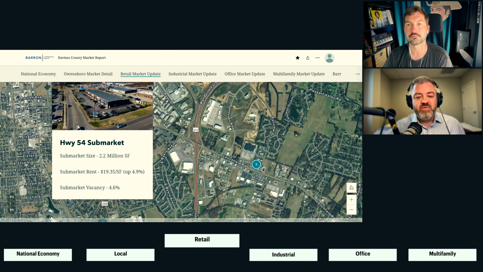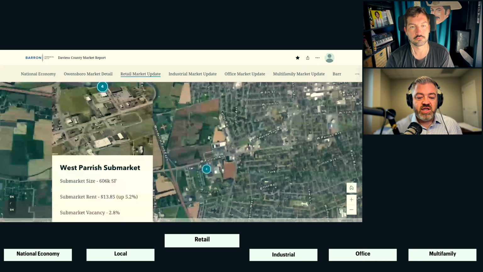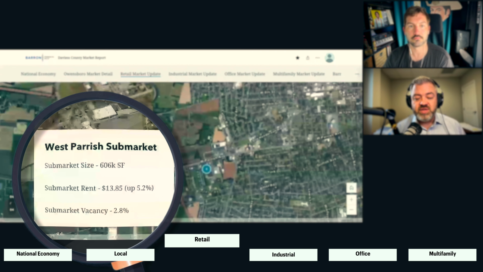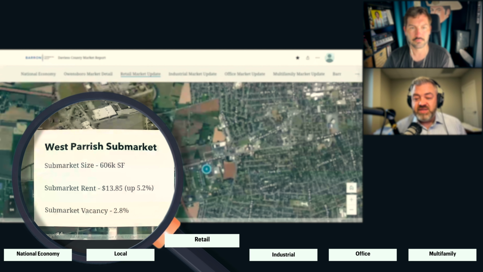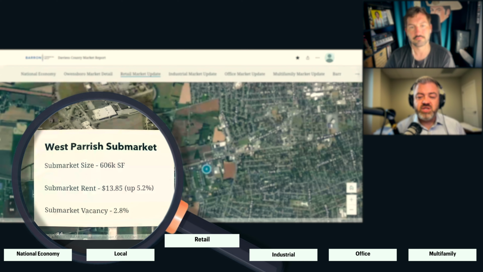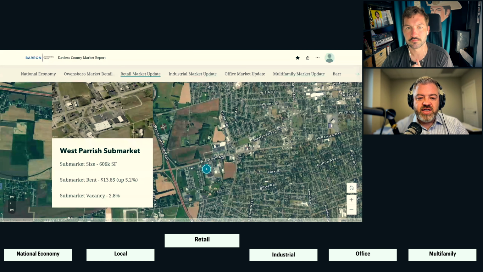The third retail submarket is on the west side of town. This is the West Parish submarket. It's a lot smaller, 606,000 square feet. The rents are a lot lower, $13.85 per square foot, which is up over 5% from last year. There's the lowest amount of vacancy in this submarket at 2.8%, and a lot of that has to do with the rents being lower out here. There's not as much inventory. There's more retail scattered throughout, but generally, most retailers want to go in one of those three submarkets.